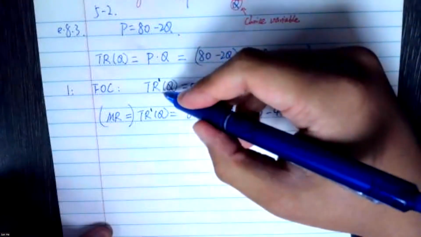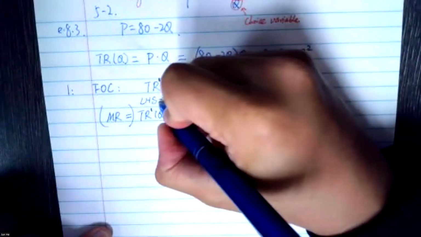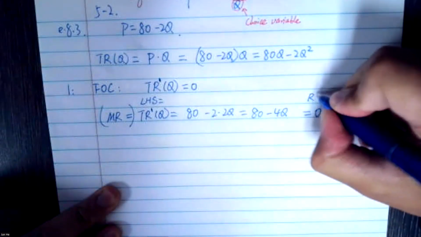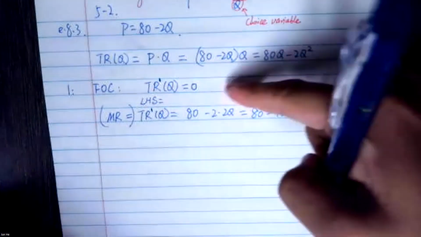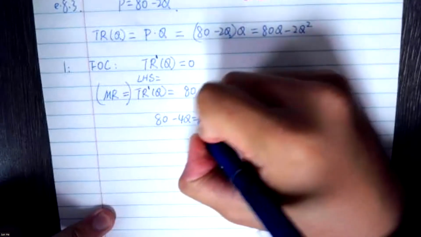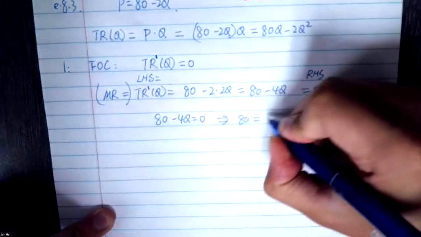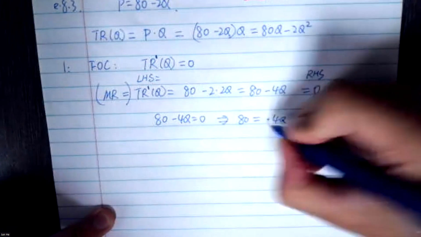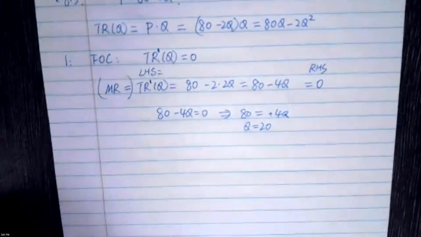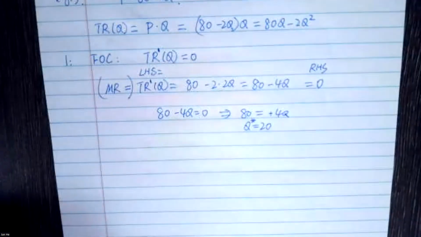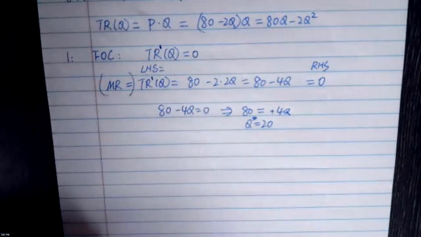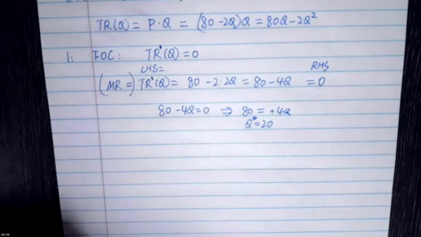Right? That's the left-hand side of your equation. That should equal 0, which is the right-hand side of your first order condition. So now we solve it. It's 80 minus 4Q equals 0, which is 80 equals 4Q. Move to the other side, change the sign. So Q equals 20, which is 80 over 4. So that is the first step. Q star equals 20. That is a relative extremum or stationary point.